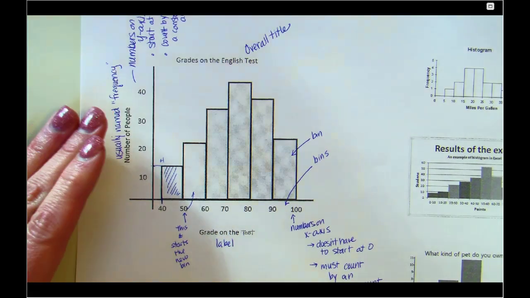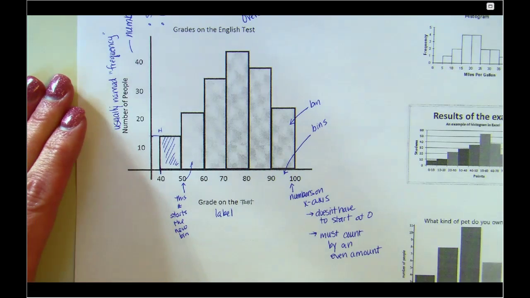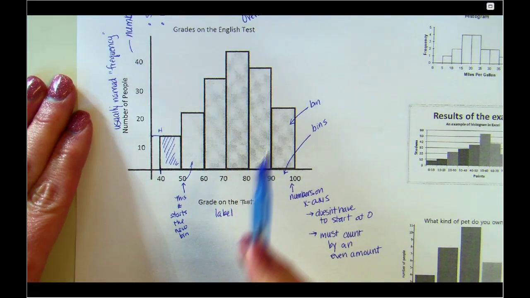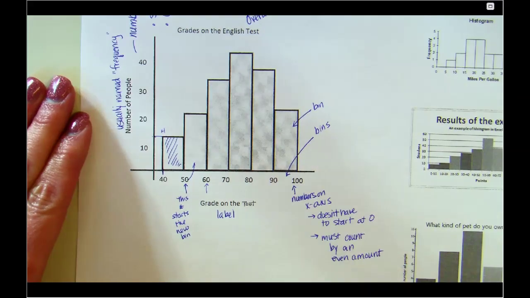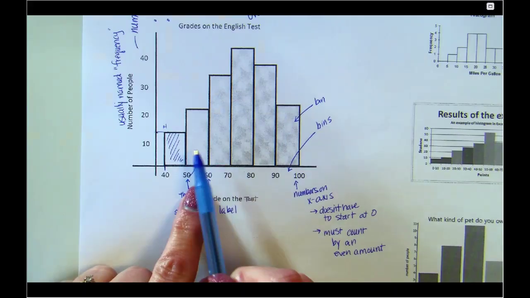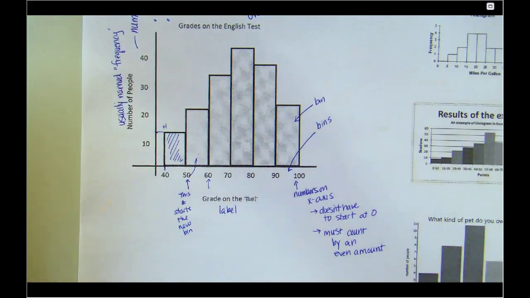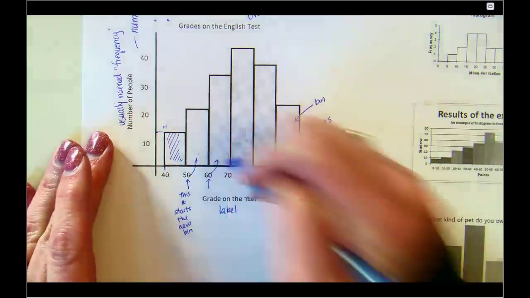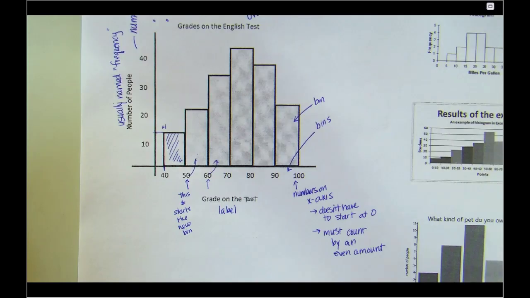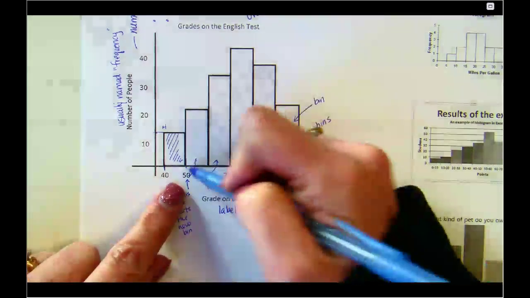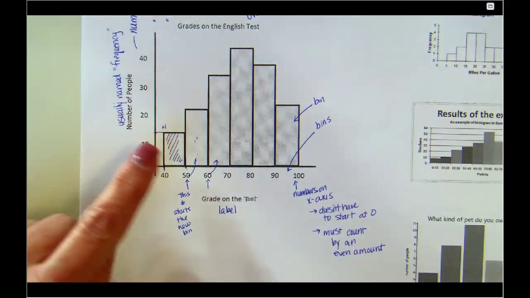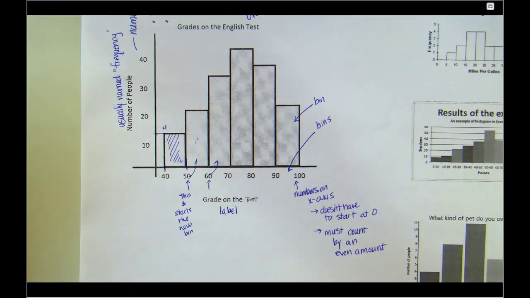Let me say that a different way. If you got exactly 60 on this English test, are you going to be in the bin to the right or to the left? You're going to be in the bin to the right, because 60 starts the new bin. So these numbers start the bin. 50 would go here, and 49.9 goes to the left.